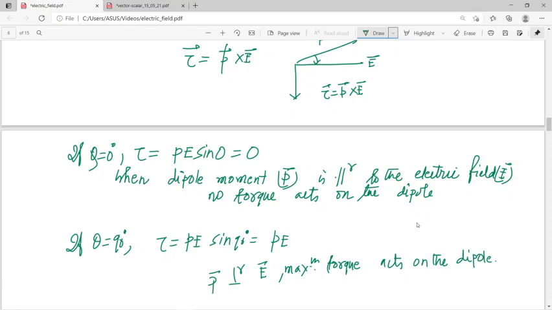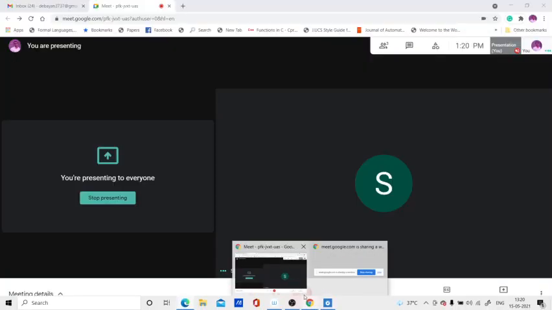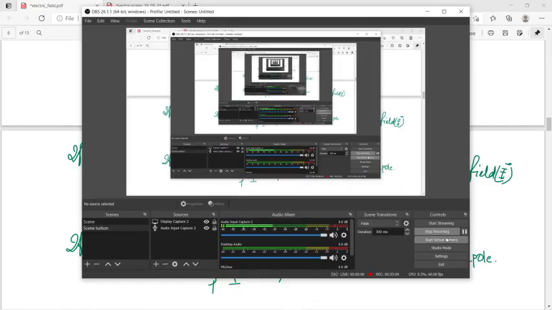So I think it is clearly understandable what I am trying to say. The next thing we will start from the next class will be Gauss's law, after completion of this. Okay, alright.